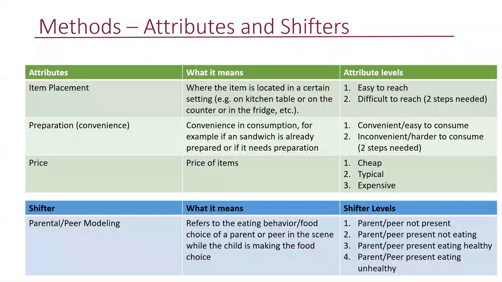That would be the first level, or the parent and the peer would be present but not eating, or the parent or peer present and eating healthy, and the fourth level would be the parent or peer being present and eating unhealthy. And this represents various levels of peer pressure or influence in the setup within which the school children are making their choices, in order to try and gauge how these would impact choices in the direction of either healthy or unhealthy choices.